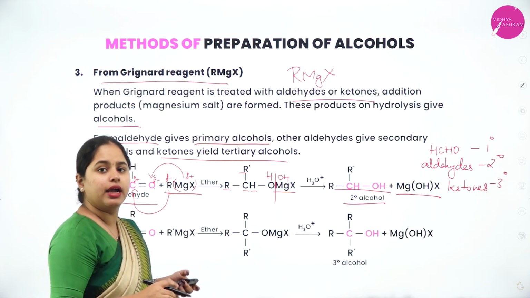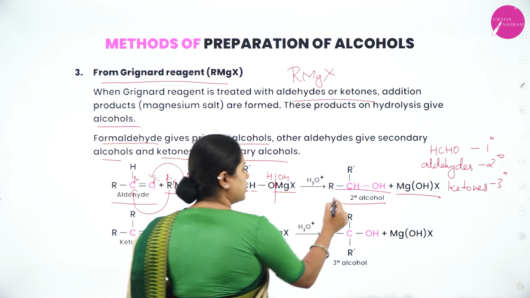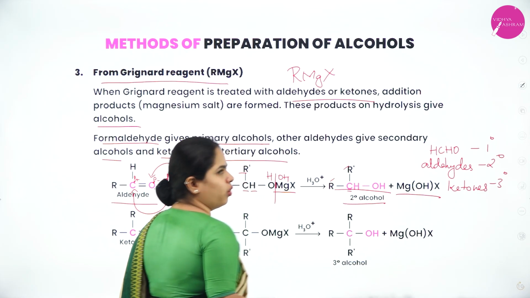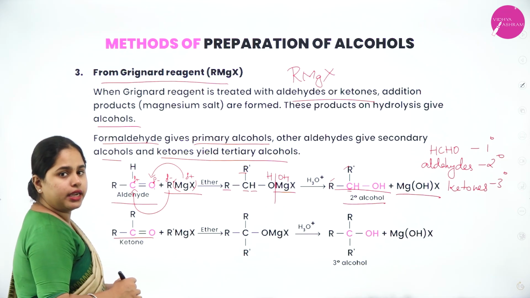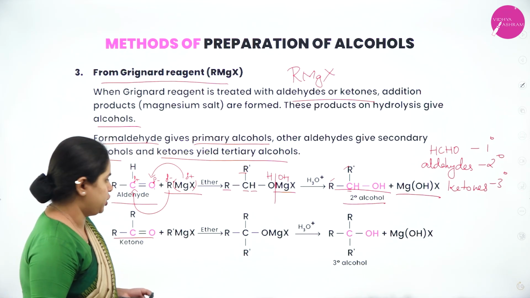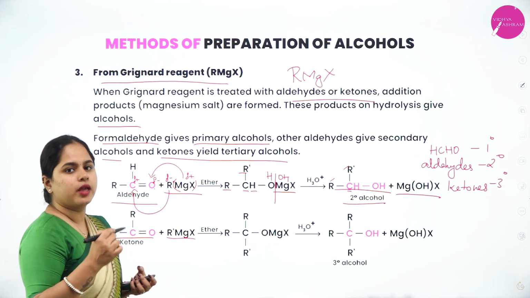Apart from formaldehyde, any other aldehyde you take is going to give a secondary alcohol. Why is it secondary? This carbon atom is further attached to two other carbon atoms. Now let us take another example, a ketone, R-CO-R. We have taken a ketone here, to which we have added the Grignard reagent.